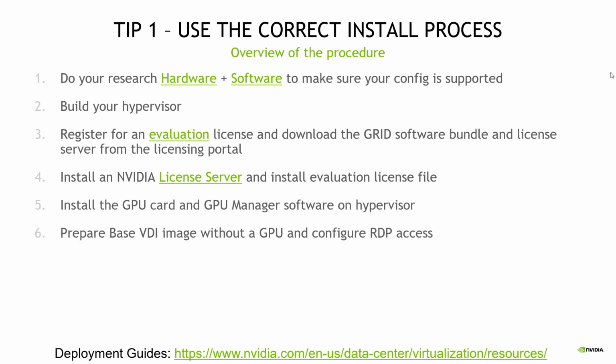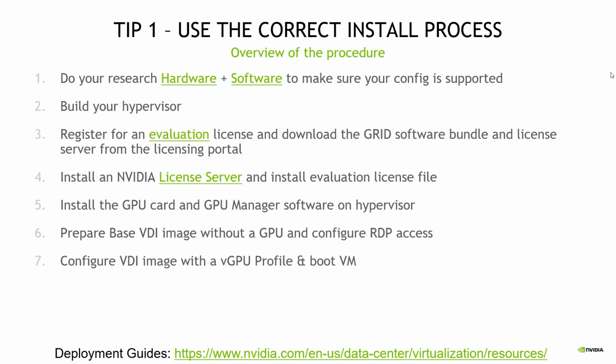So with your hypervisor up and running, the next thing to do is to prepare your base virtual machine image without a GPU and configure RDP access. And we'll talk a little bit more about why that's important in a few slides' time. I would also recommend at this point that you run Windows Update as well and get that virtual machine installed with the hypervisor tools, the standard hypervisor tools that come with VMware or Citrix, etc.